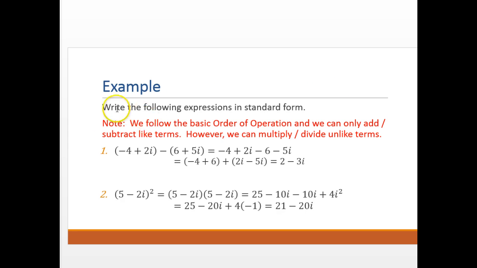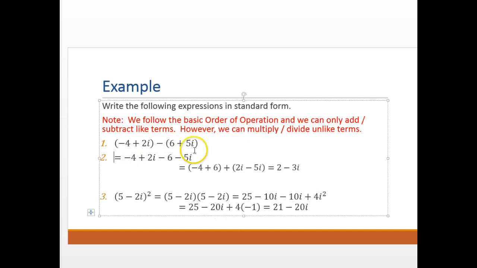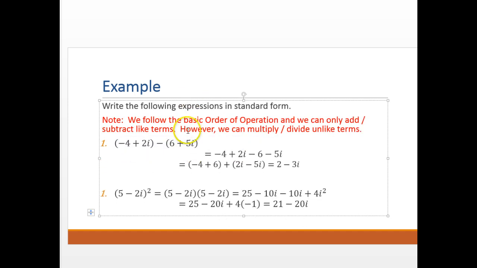Let's look at operations with these. Write the following expressions in standard form. We're going to follow the basic order of operations. We can only add and subtract like terms. However, we can multiply and divide unlike terms. So if we have negative 4 plus 2i minus the quantity 6 plus 5i, what I'm going to do is drop my parentheses on my first one. So negative 4 plus 2i minus 6 minus 5i by distributing the negative sign into each one of these.